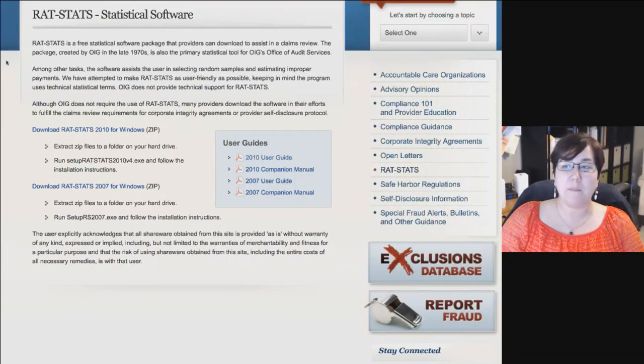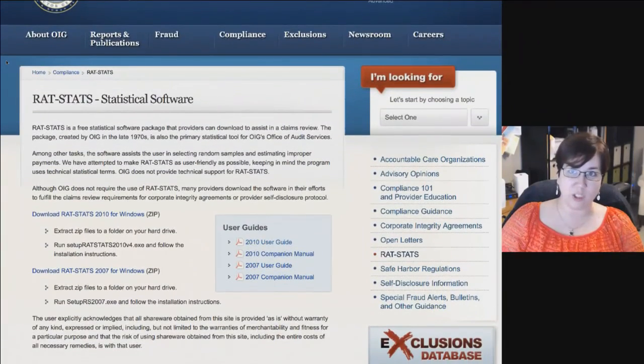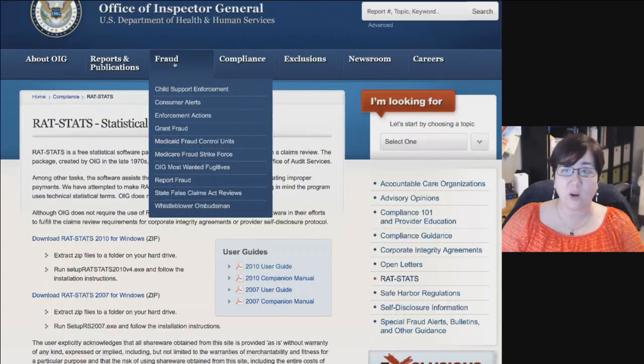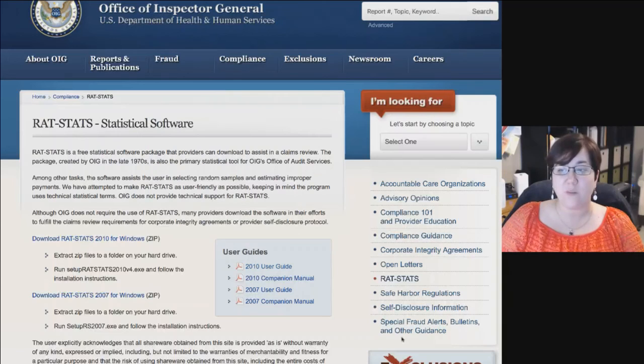So those are some of the most helpful things that I found on the OIG's website from my perspective. Are there other things on the OIG's website? Absolutely. Don't ever hesitate to get out there and poke around. Just hovering over here, you can see that there's lots of information on fraud and the False Claims Act and whistleblowers. There's a lot of information you can see over here on the side about safe harbor regulations, self-disclosure information. You can get your fraud alerts, your bulletins, your other guidance. This is a great, great, great resource for you to use if you're looking for compliance and even some of your auditing guidelines. This is a great place to come.